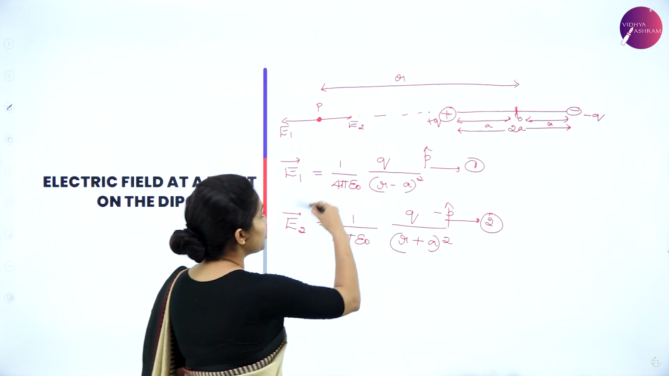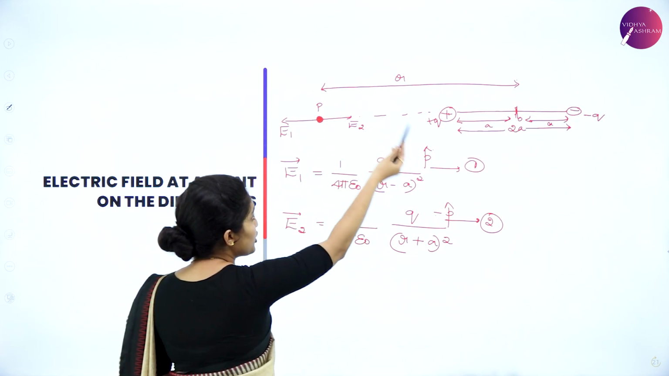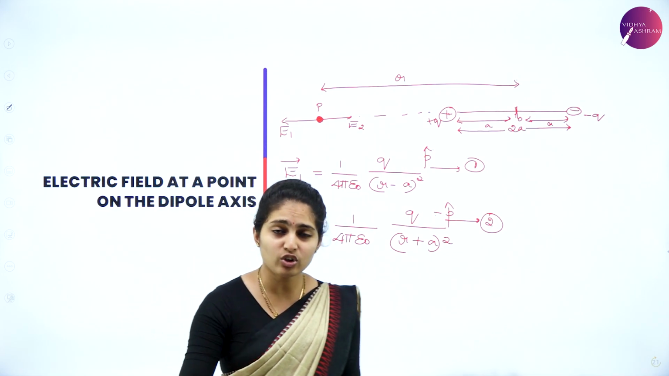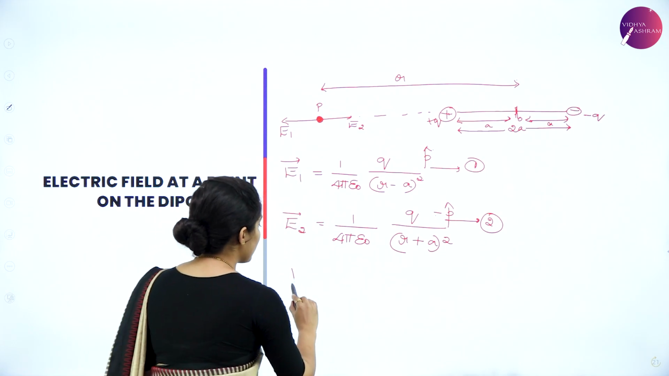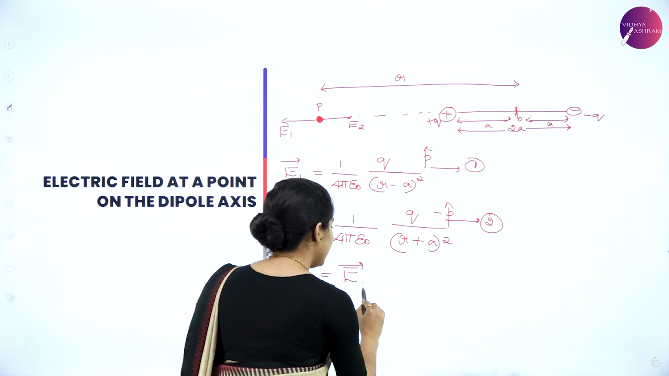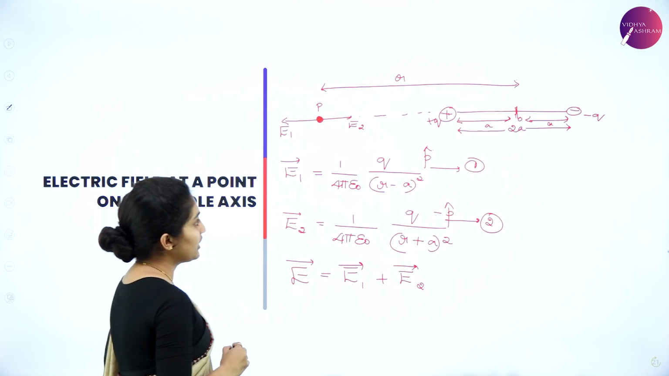Now, we have to sum up, because the influence is happening at point P due to plus Q and due to minus Q both. So E1 also is there, E2 also is there at the same point, that is P. So we need to calculate E. Total E calculation is given by E1 plus E2. So let us calculate E1 and E2.